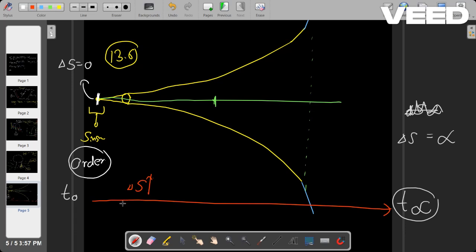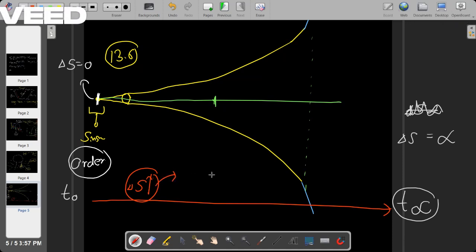Before that, you should understand what entropy is. Now I'm trying to explain to you what entropy is. Now the entropy is moving. Entropy means the universe is becoming disordered. Disorder is increasing. Entropy increasing means disorder increasing.